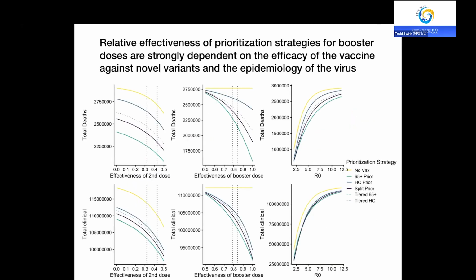And then I know I'm a little bit over time, so I'll mostly skip this, but this is just showing that our results are pretty sensitive to our choice of parameters for how effective the vaccine is, as we might expect, and also some of the parameter choices that describe the epidemiology of the virus.